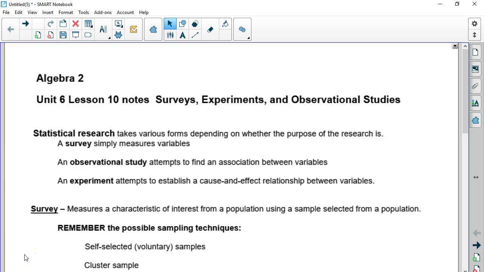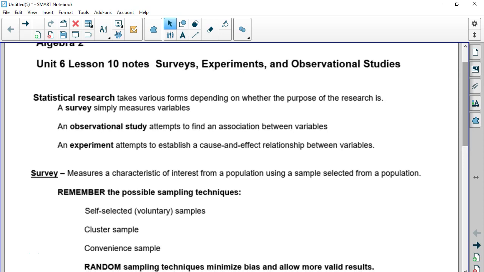Here we are, day 10, last day of notes in the statistics unit. Surveys, experiments, and observational studies.